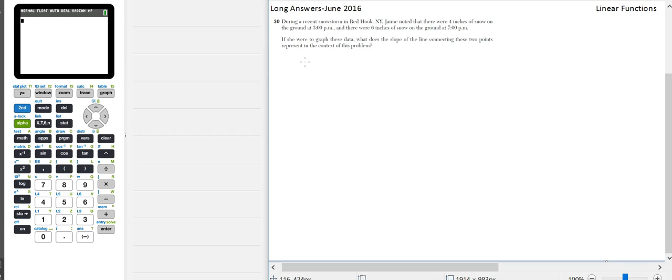But let's first look at what her graph would look like. Her graph would of course only be in the first quadrant because both time and inches of snow can only be positive. And let's let the time be the x values because that's the independent variable. Nothing is changing, just the time is changing, but it's not dependent on anything. And then the inches of snow is going to be our y-axis because the inches of snow are dependent on the time.